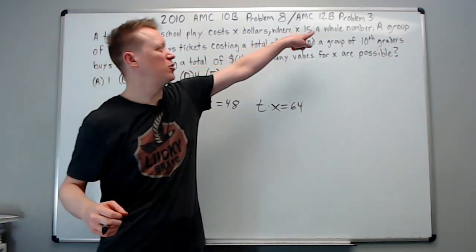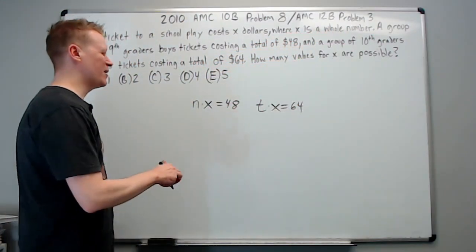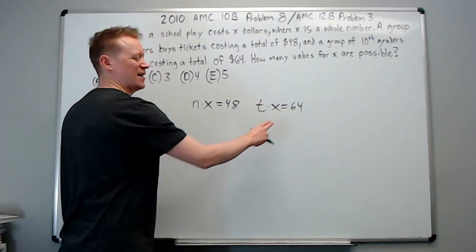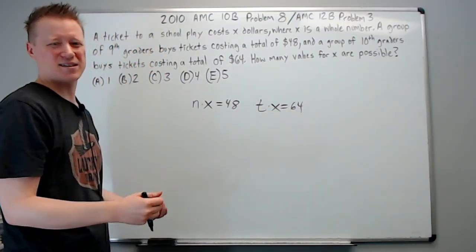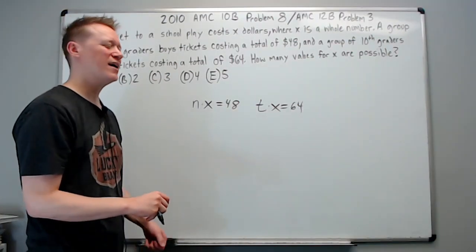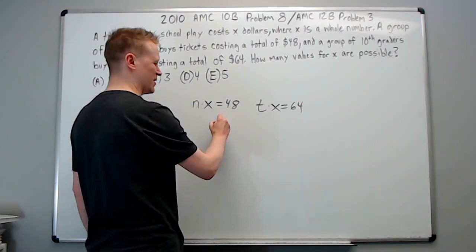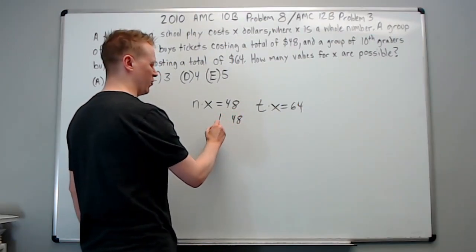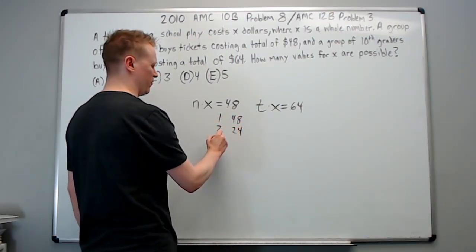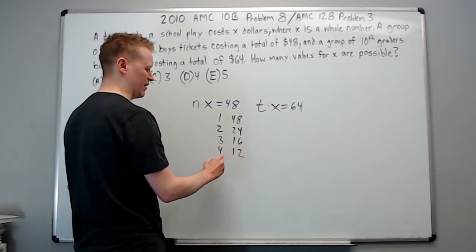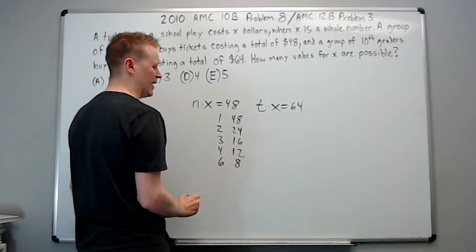This is where that whole number comes into play. What it means is basically that X needs to be a factor of both this and this, but not necessarily the greatest common factor. It could be any one of them. The fastest approach is probably just to list all factors to be safe. I like to pair them up. 1 with 48, 2 with 24, 3 with 16, 4 with 12, 5 no, 6 yes, goes in 8 times.